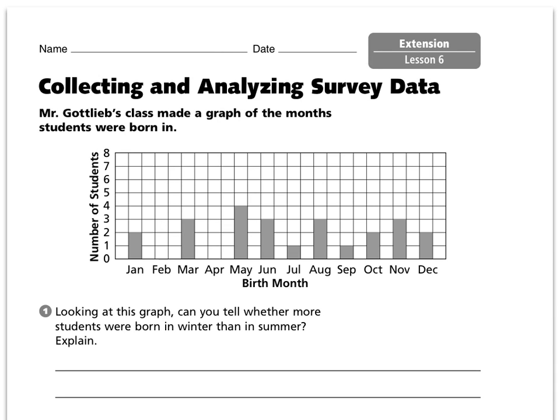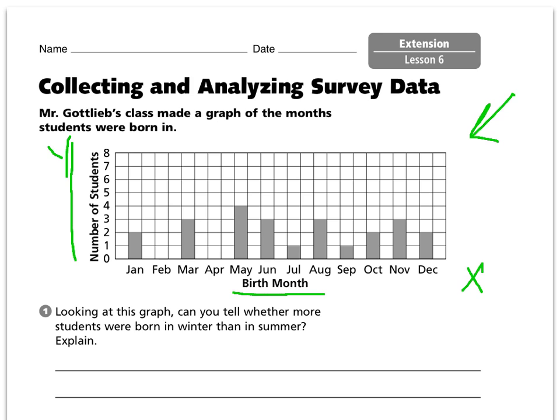Let's look at Chapter 10, Lesson 6 Extension, Collecting and Analyzing Survey Data. Mr. Gottlieb's class made a graph of the months students were born. So this is their graph, and I can see on the y-axis I have the number of students going up and down, and on the x-axis I have the birth month. Looking at this graph, can you tell whether more students were born in the winter than in the summer?